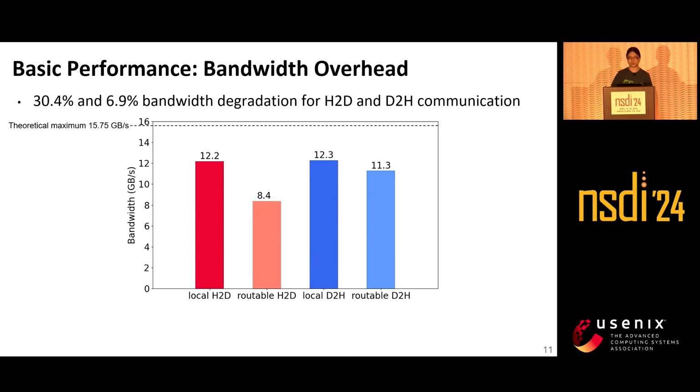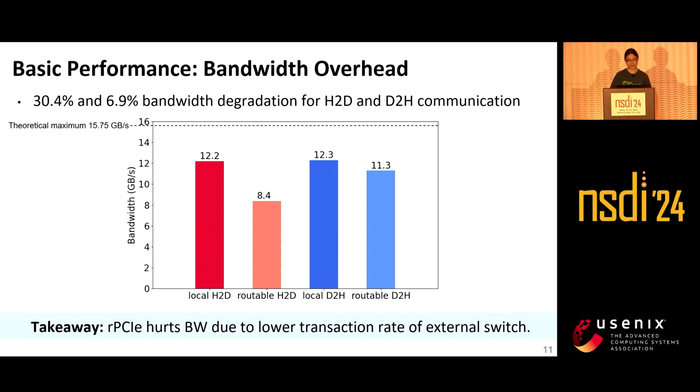Next, we will look at the bandwidth overhead. We launch PCIe transactions to fully utilize the bandwidth of PCIe paths, and we launch in both the host-to-device direction and the device-to-host direction. The y-axis shows the bandwidth of local and Routable PCIe we measured. We find there is a 30.4% and 6.9% bandwidth degradation for host-to-device and device-to-host communication. What we learn is that the Routable PCIe hurts bandwidth due to a lower transaction rate of the external switch.